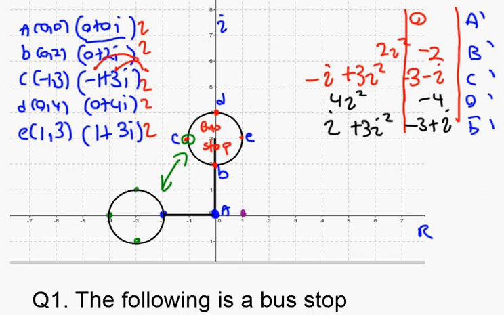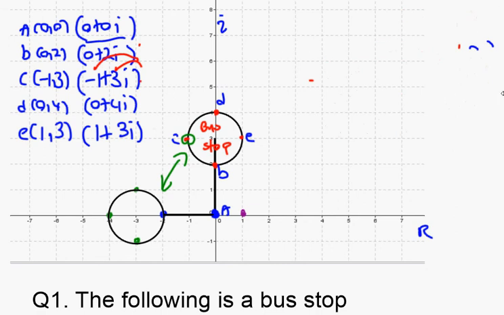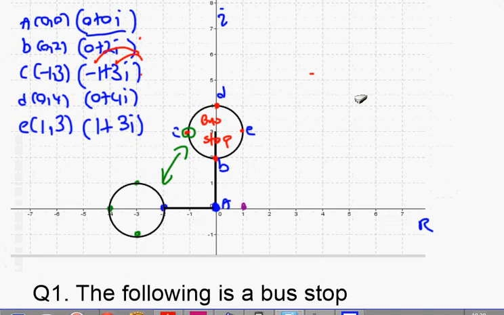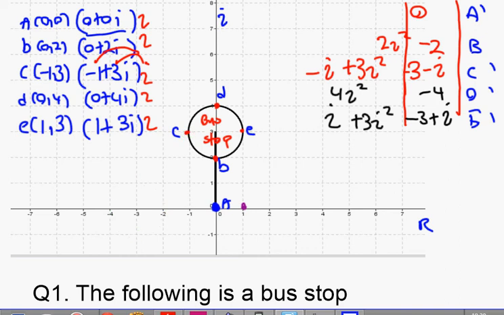You should be able to do it. The next one I want you to try is this one here. We're going to multiply by minus 2i. Now look what happens this time. We're going to multiply the full thing by minus 2i.